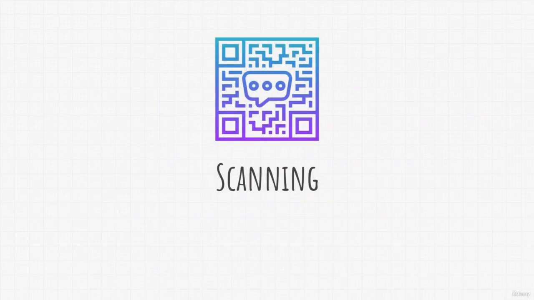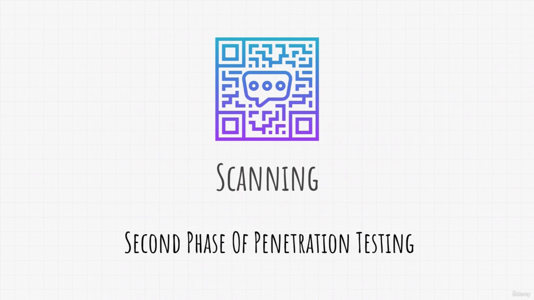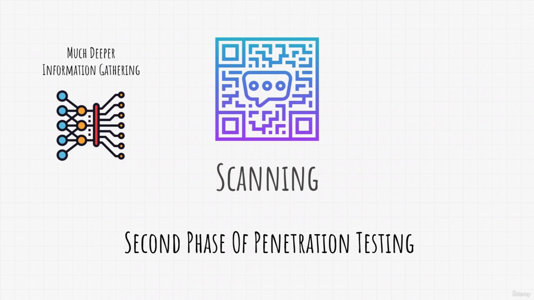Welcome back. Here we are, ready to start our scanning phase. We have covered the information gathering, which was the first phase of penetration testing, and now we will proceed with the second stage by scanning our target and trying to get even more information about it. Now, the difference between information gathering and scanning is that scanning is performed on a much deeper level.